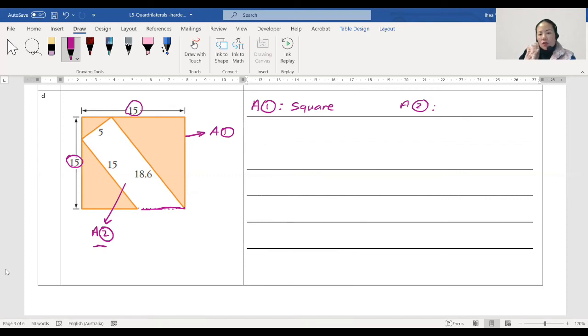This one doesn't look like a square or rectangle because it's got this tilted side here. If I can just put it in a bit better view, it looks like this. And that's like right there, meeting perpendicular to each other. And I'm going to write the measurement there. So this was a 15, that was 5, and that's 18.6.